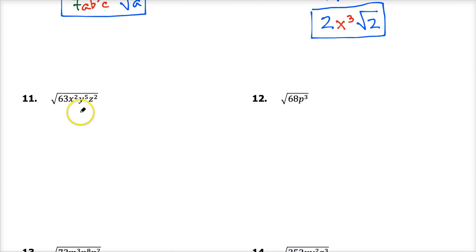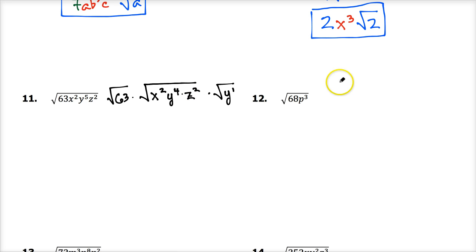Radical 63x squared y to the 5th z squared. So I have my radical 63 here. I have radical x squared. I have a y to the 5th, so I'm going to make that y to the 4th here, and then separately a radical y to the 1st, and then I still have my z squared here.